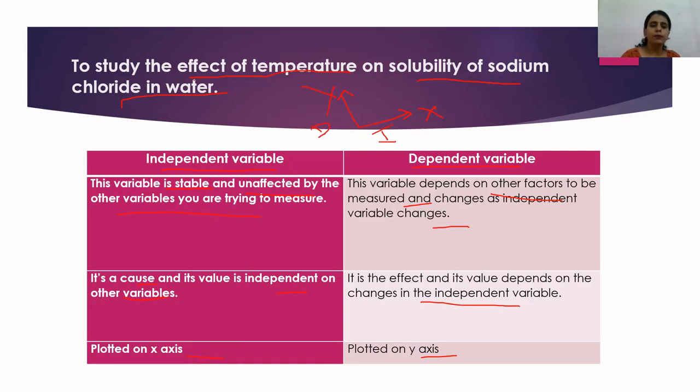Now in this particular example, that is to study the effect of temperature on solubility of sodium chloride in water, temperature is the independent variable. Okay, because any change in temperature is not dependent on the solubility of sodium chloride in water. But this solubility of sodium chloride in water can also be called the rate of solubility of sodium chloride in water. So this is actually the dependent variable. Why? Because as temperature changes, the solubility of sodium chloride in water will also change.